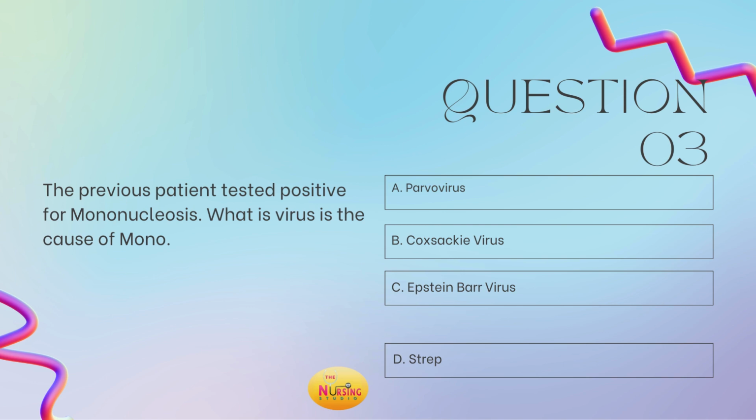All right. So, the stem of the question should state, which virus is the cause of mono? And again, this is one of those knowledge-based questions, but the virus associated with mono is C, the Epstein-Barr virus, okay? C, the Epstein-Barr virus.